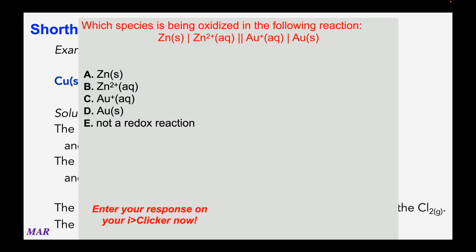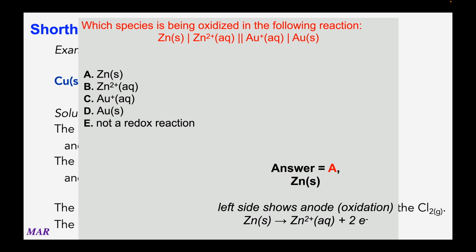In this question, we want to know what species is being oxidized, and it shows a shorthand notation. Well, oxidized means losing electrons, so we want to figure out what species is losing electrons. And remember, electrons move from left to right in the shorthand notation. So that means zinc is going to zinc 2 plus. Zinc metal, zinc solid, is going to lose 2 electrons to become zinc 2 plus. Zinc metal is the part being oxidized.